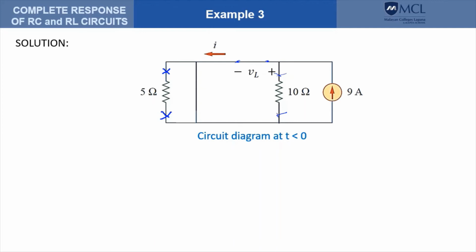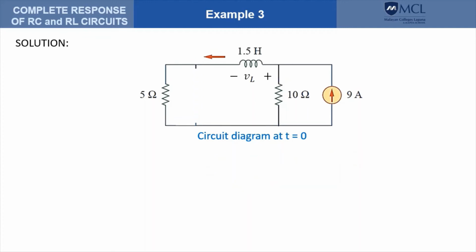So because of that, the current I will be equal to 9 amperes. So this is the current before t equals 0. And for the voltage across the inductor, it is 0 because it is shorted.